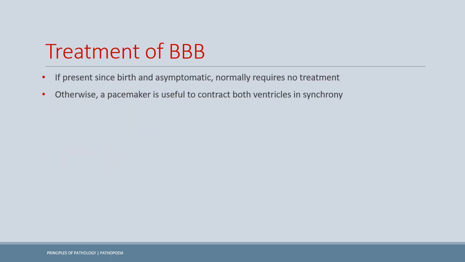Now generally the bundle branch blocks require no treatment if they are asymptomatic and the patient is able to do the normal daily activities, and these bundle branch blocks are usually congenital. Otherwise, if there is some severe problem or the ventricles are not contracting in synchrony, then we need a pacemaker, and usually a biventricular pacemaker is used.